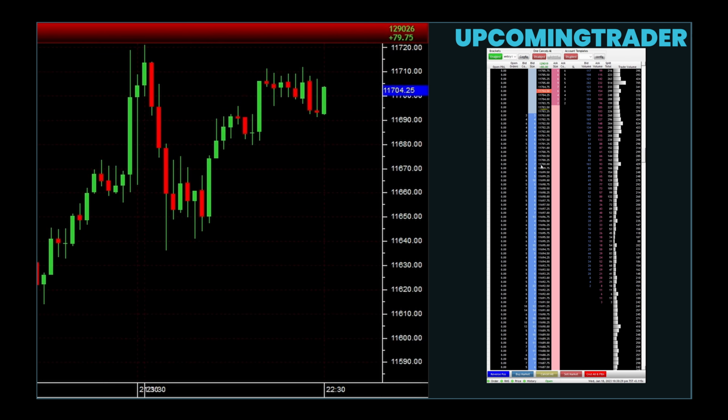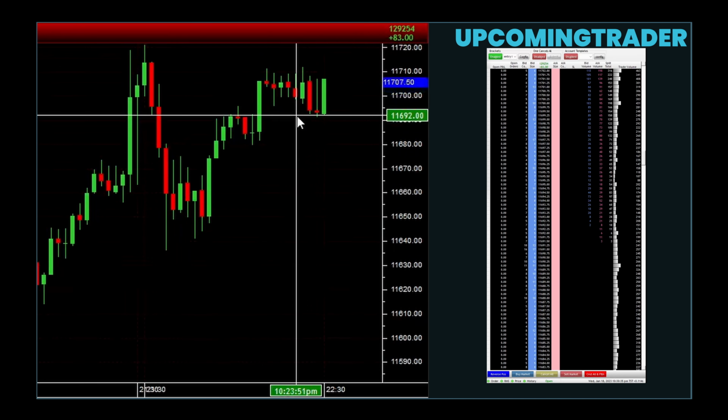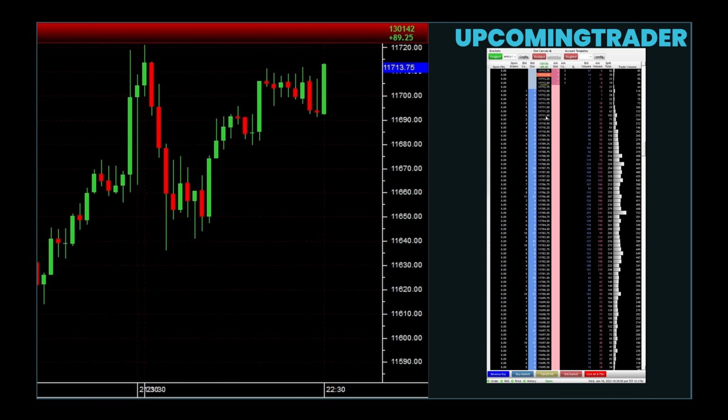By understanding these patterns, such as spoofing, absorption, iceberg orders, and wash trading, you can gain a more accurate picture of market dynamics. This knowledge will help you identify genuine buying and selling interest, avoid falling for market traps, and make more informed trading decisions.